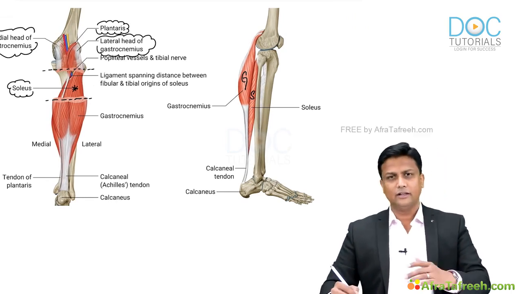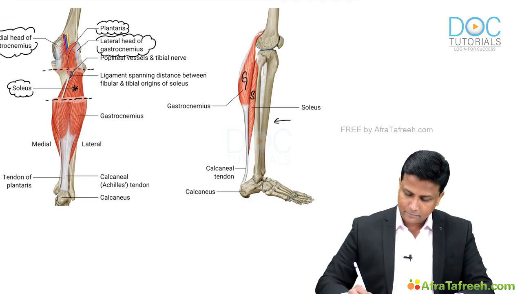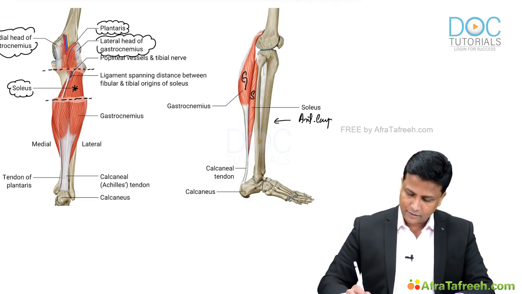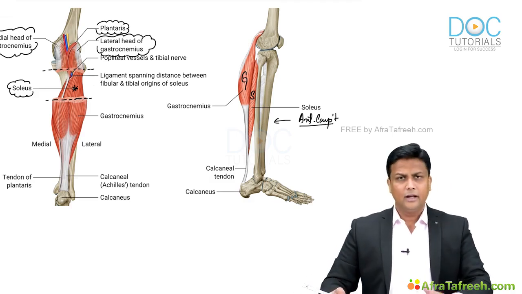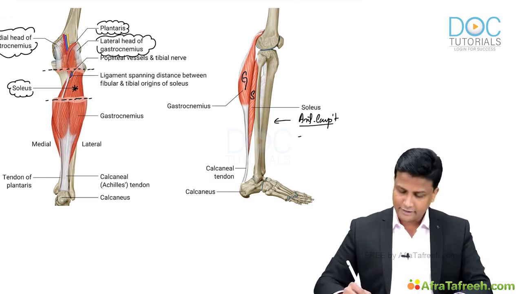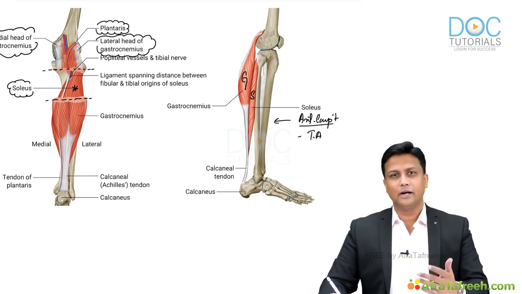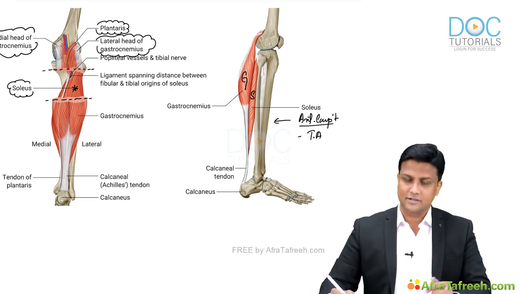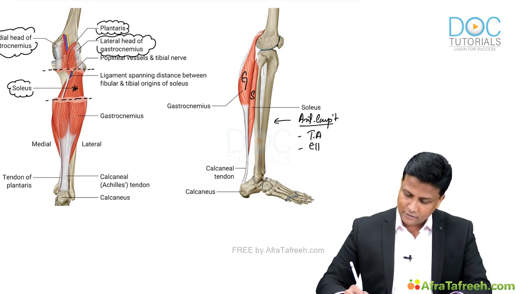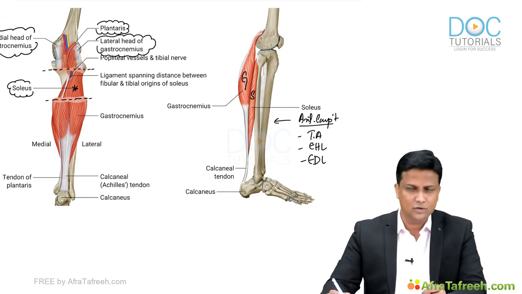Try to recall, in the topic of peroneal nerve, we have learned about the anterior compartment of the leg. In the anterior compartment of leg, we have one muscle in front of tibia, that is tibialis anterior. Apart from that, in the anterior compartment, you have the extensor muscles, and that will be extensor hallucis longus. Another one will be extensor digitorum longus.